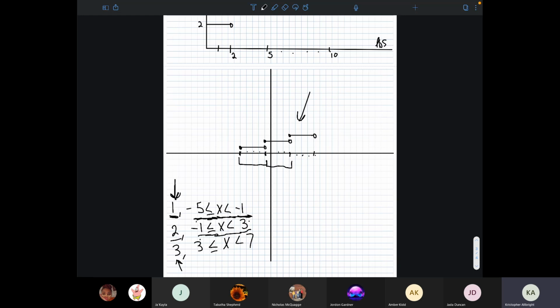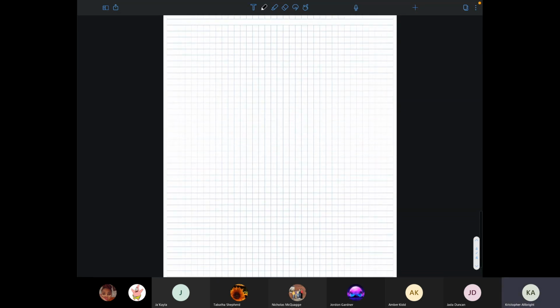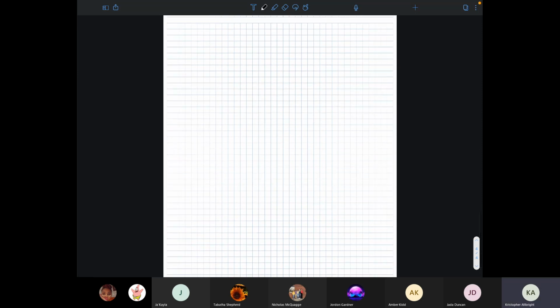So sometimes it's not just going to be a number. It's going to be something like number 4. With number 4, you have actual functions there for the first and the third one. So if we graph this, I'm just going to draw my graph real quick.